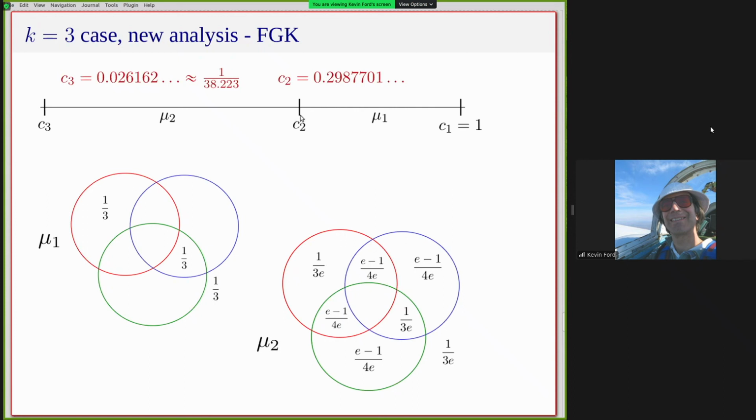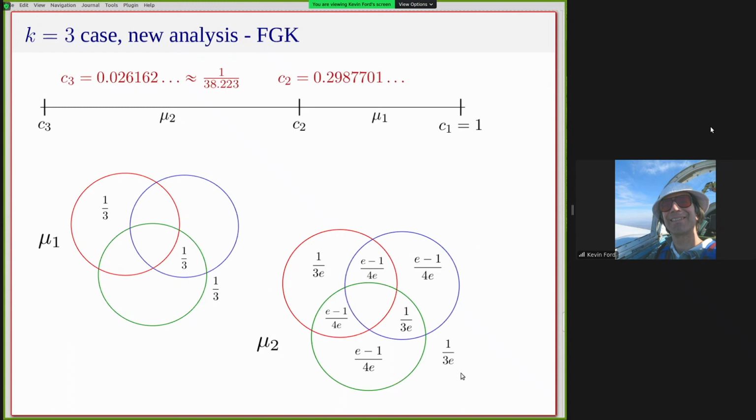This is something corresponding to 1 minus 1 over log 3, but not exactly. It's slightly different. So on the upper set, we do exactly what we did before. Our measure will be supported on 3 parts, 1/3, 1/3, 1/3.